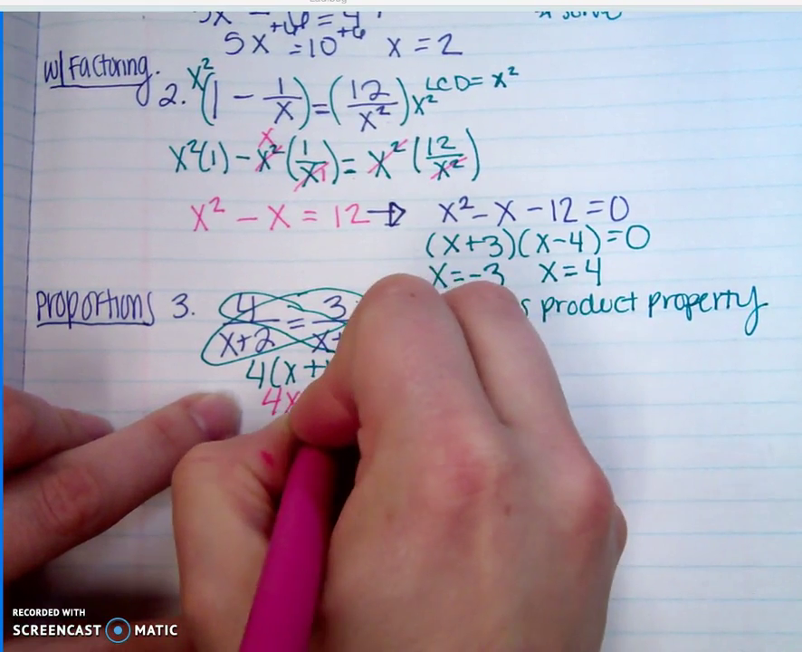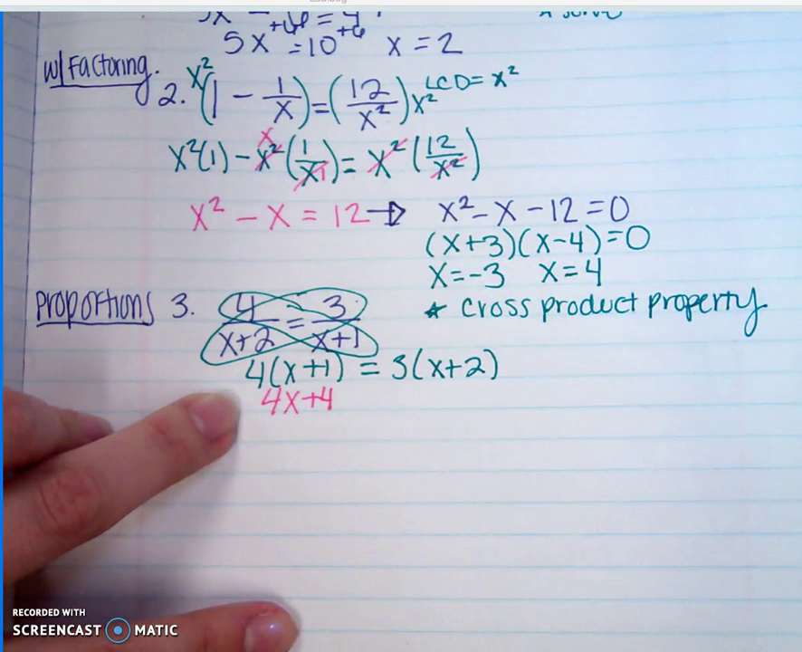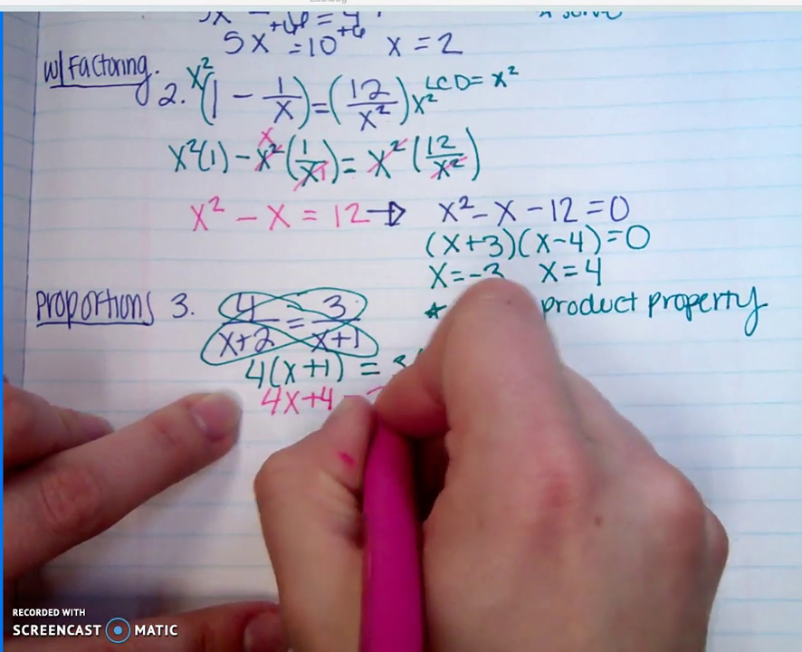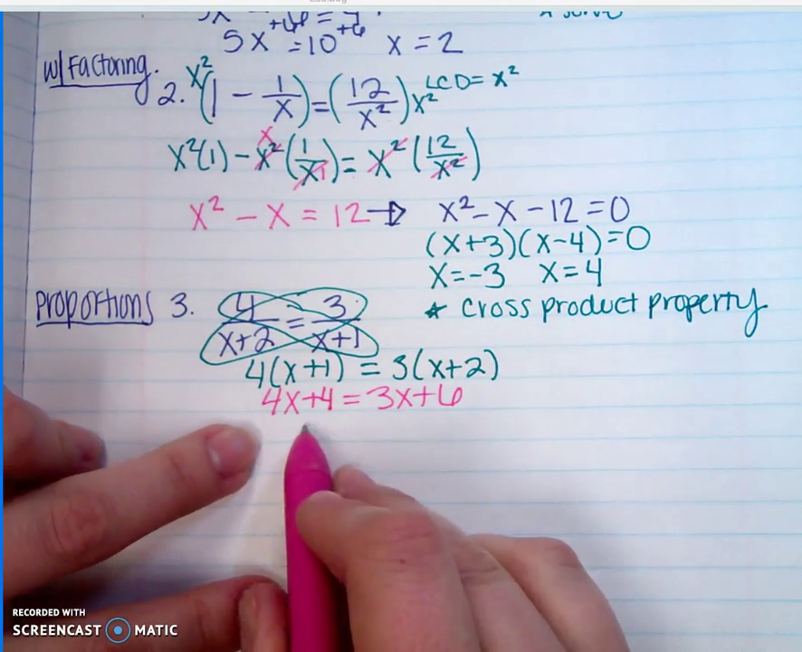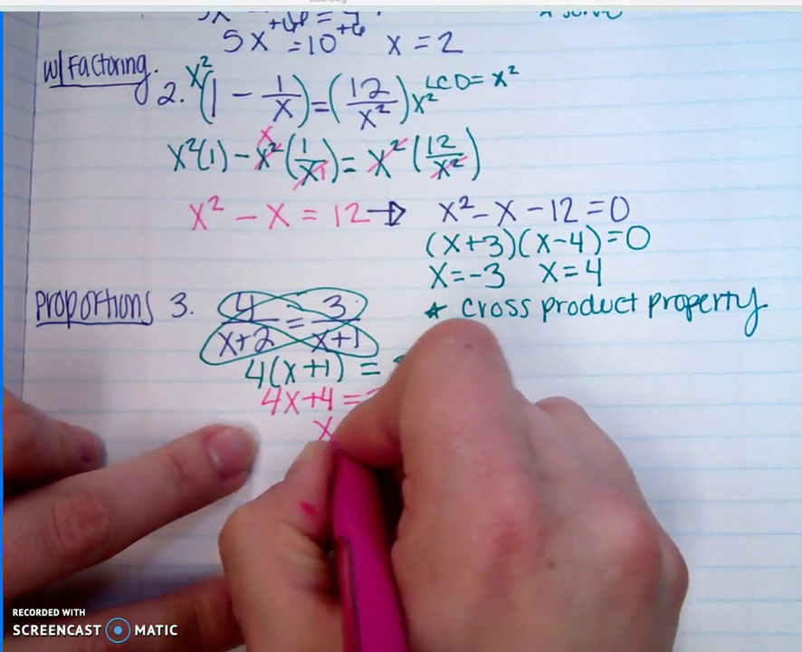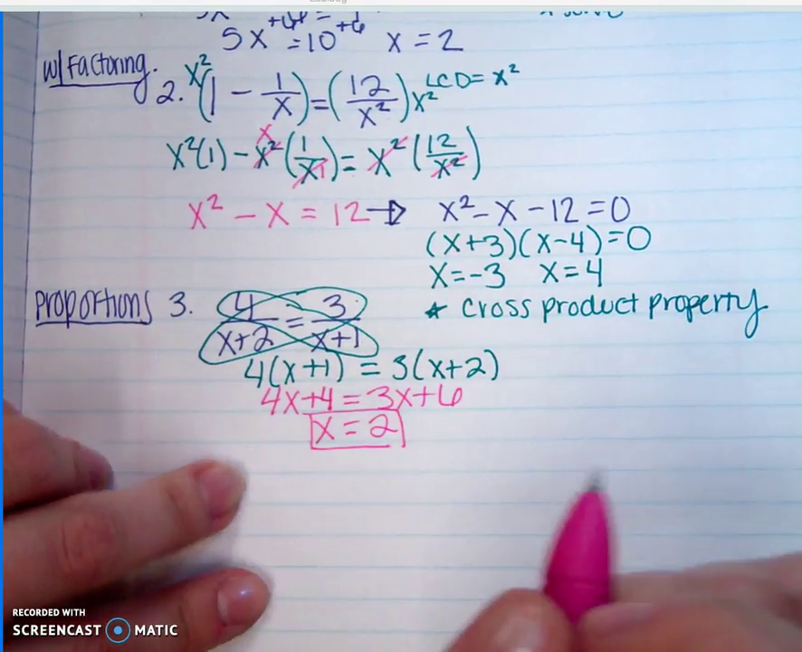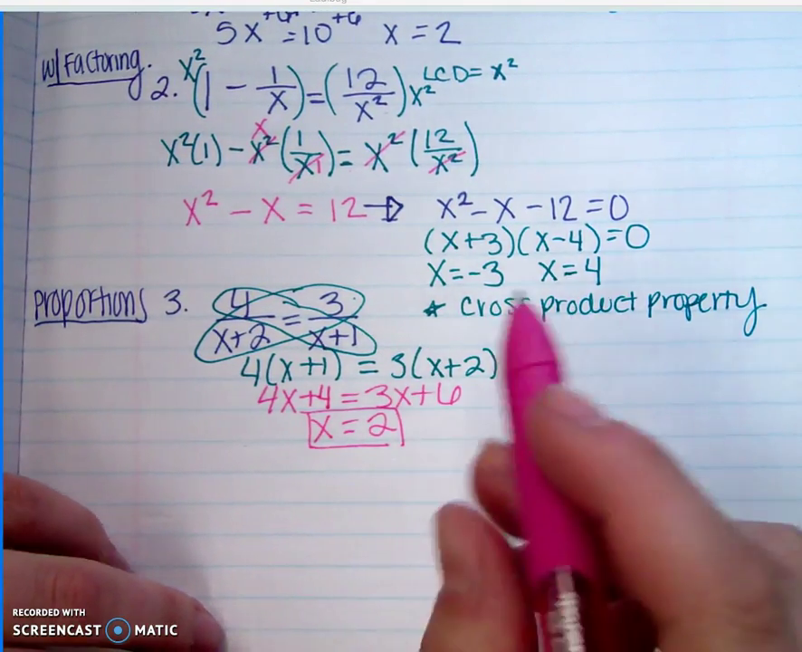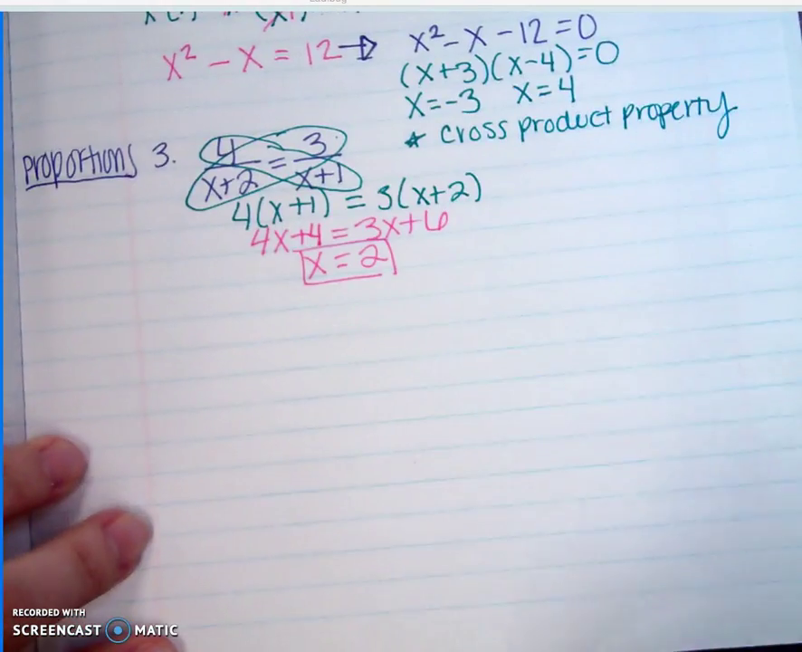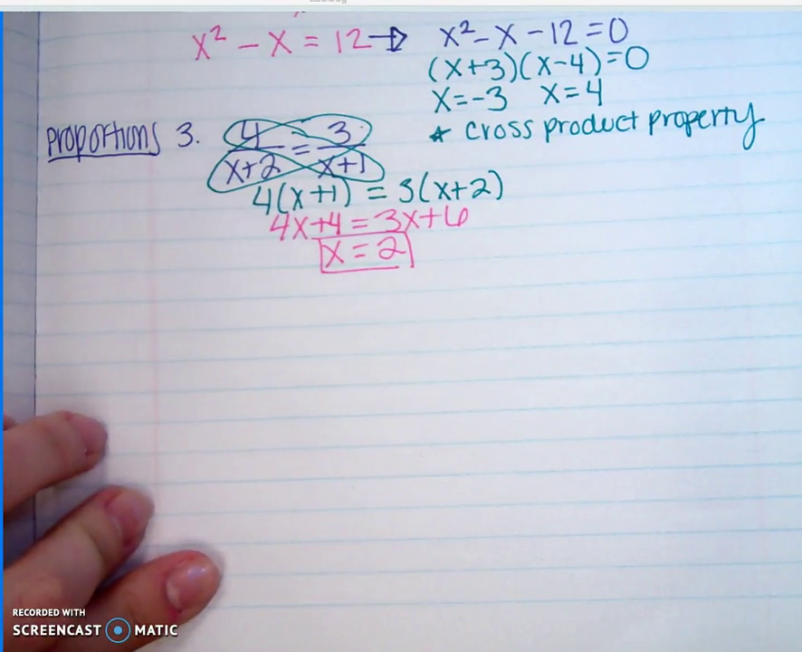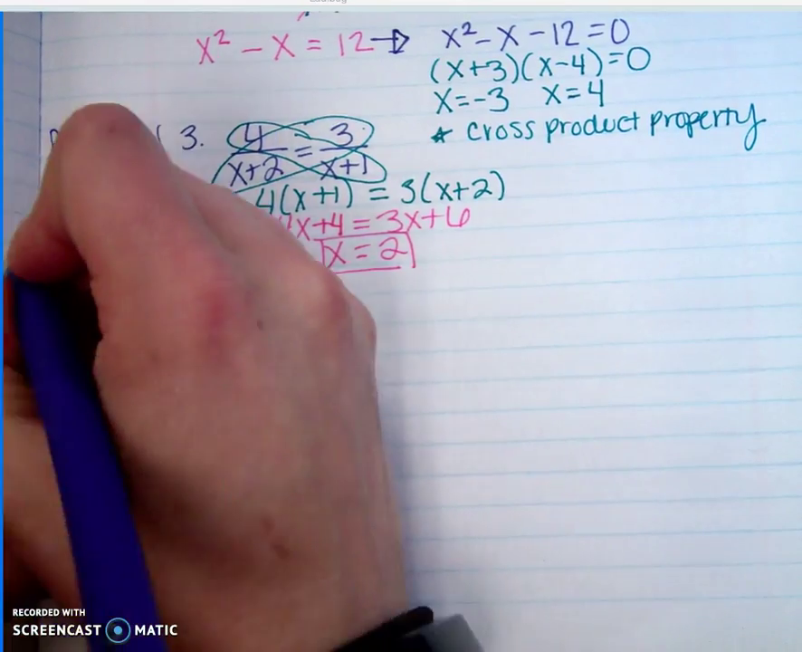4x plus 4. We have to multiply to distribute there. Equals 3x plus 6. And then 4 minus 3 is x. 6 minus 4 is 2. x is 2. You could also plug that back in to check. Okay. All right, and then let's do one where we need to check the extraneous solution.